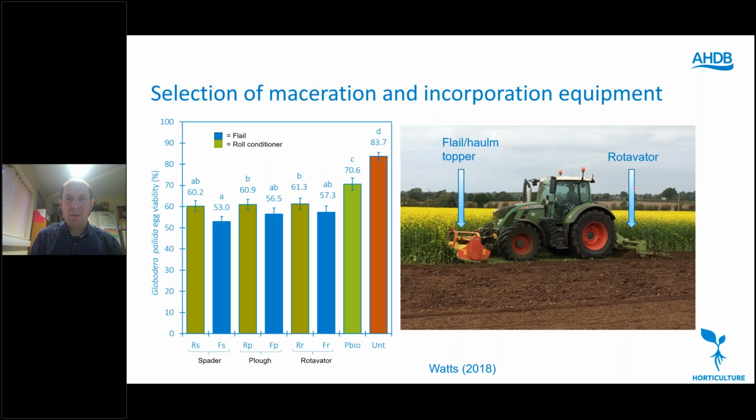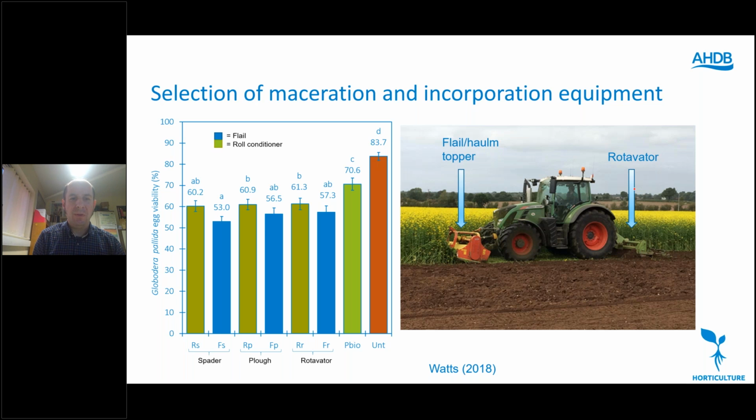Okay, in terms of maceration and incorporation, we've got a number of different decisions that we can make. What type of equipment can we use? In this illustration, you can see with the blue bars the effect of comparing a flail versus a roll conditioner. A roll conditioner tends to produce larger fragments but more bruising. A flail tends to do more chopping. And in general, we found that the flail was more effective in reducing egg viability of PCN.